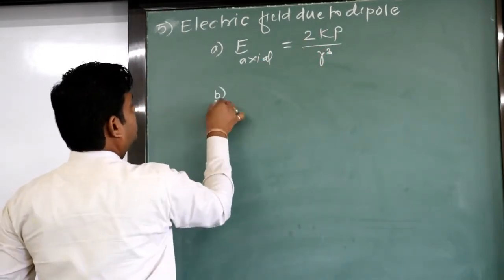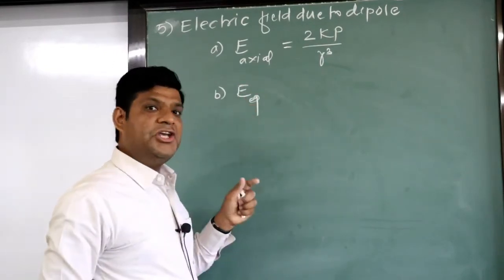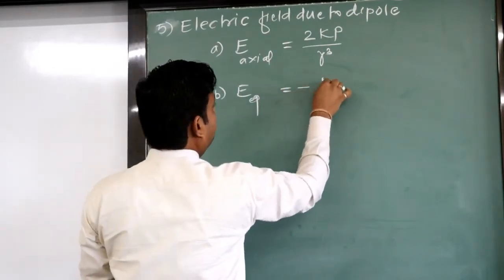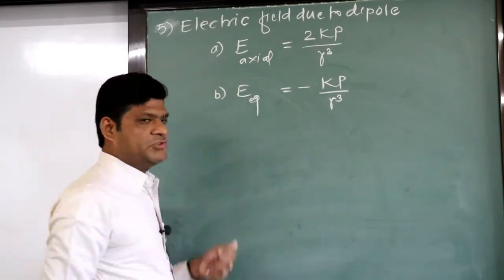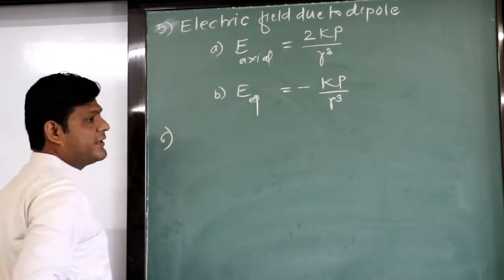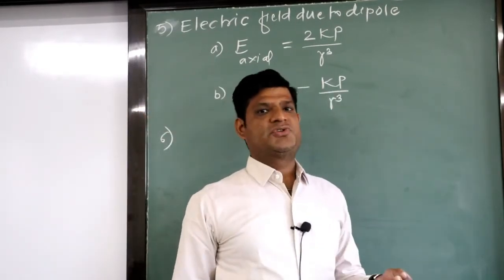and the next formula, that is E equatorial, electric field on the equatorial line. So that is E equatorial, we can write, that is minus of kp divided by r cubed. These are the two formulae, right? Next that we are going to study, that is distribution of charge. We studied three types of distribution, right?